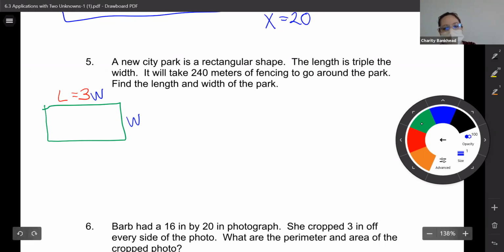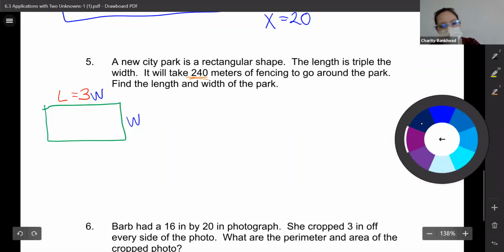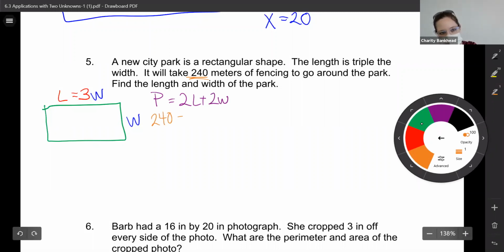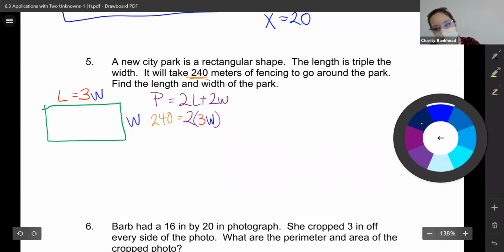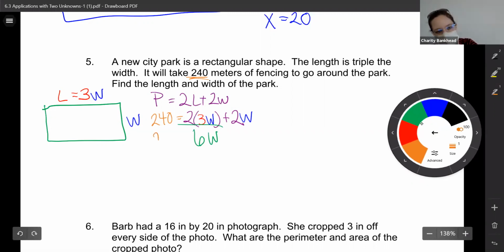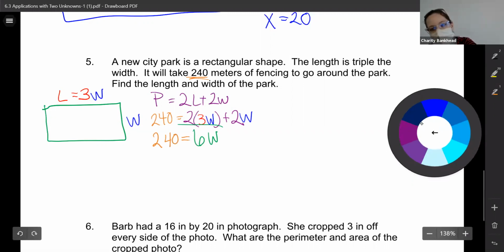So that's giving us the perimeter. So we're doing perimeter, which equals 2L plus 2W, since that's a rectangle. And they told us that 240 is the perimeter, so 240 equals 2 times the length. So we're going to put in 3W in place of L plus 2W. All right, so 2 times 3W equals 6W. So 240 equals 6W plus 2W.